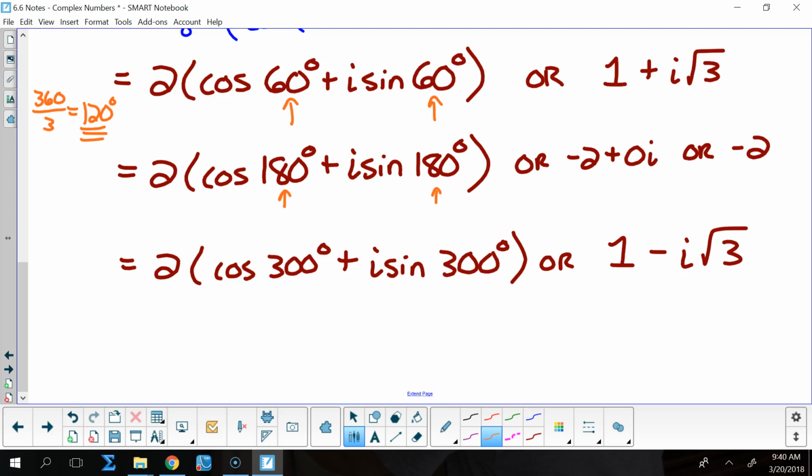Now, what would happen if I added 120 to 300? Where would it be? So 120 plus 300 is 420, which we only go up to 360, right? So what's 420 minus 360? 60. So I get back to my start. So those are the 3 roots of -8. Okay?